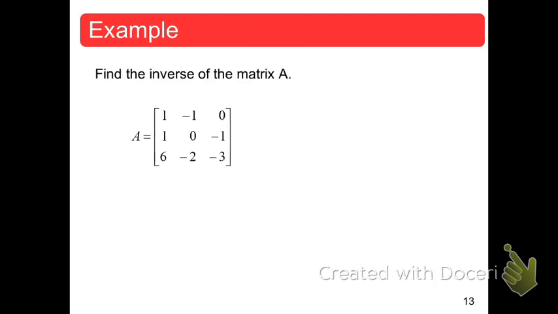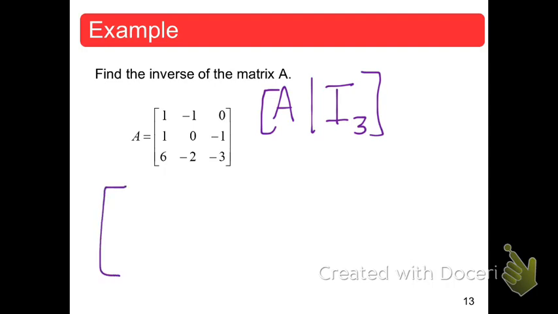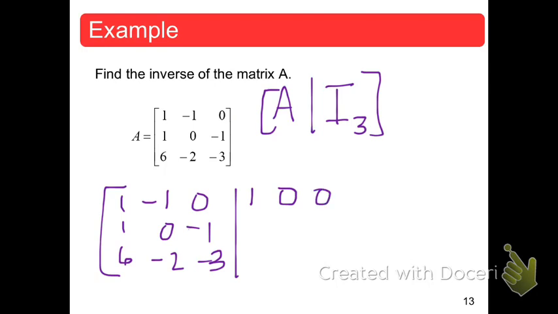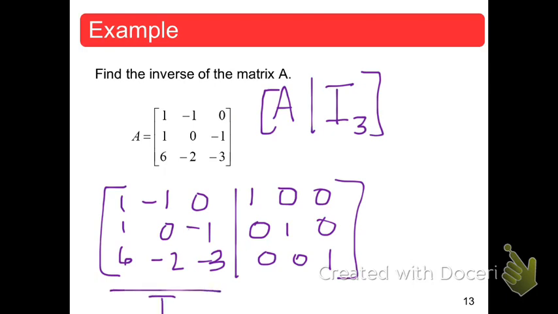We're now going to look at the inverse of this matrix A, a 3 by 3 matrix. To do this, we're now going to augment the matrix A with, in this case, since it's a 3 by 3, I3. So how do we do that? We would have 1, negative 1, 0, 1, 0, negative 1, 6, negative 2, negative 3. And we're going to augment this with I3, which is 1, 0, 0, 0, 1, 0, and 0, 0, 1. Our next step would be to perform EROs to get this part of my matrix in reduced row echelon form and turning into our I3.